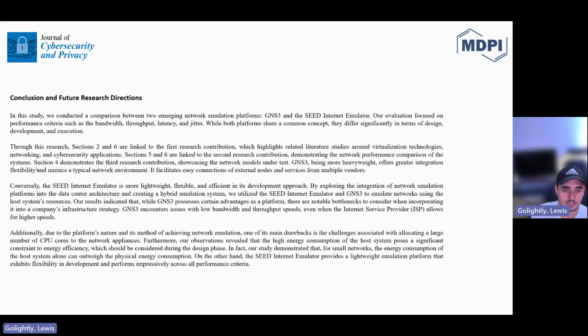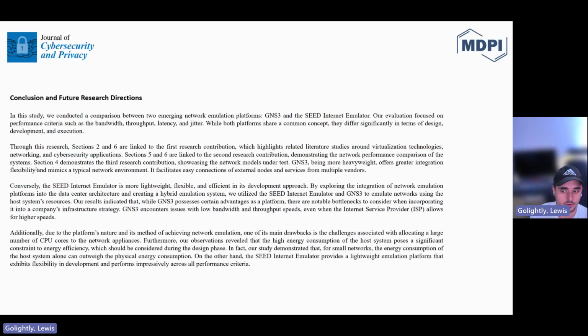Through the research, sections 2 and 3 are linked to the first research contribution, which highlights related literature and studies around virtualization technology, networking, and cybersecurity applications. Sections 5 and 6 are linked to the second research contribution, which demonstrates the network performance comparison of the systems. Section 4 demonstrates the third research contribution, showcasing the network models under test.